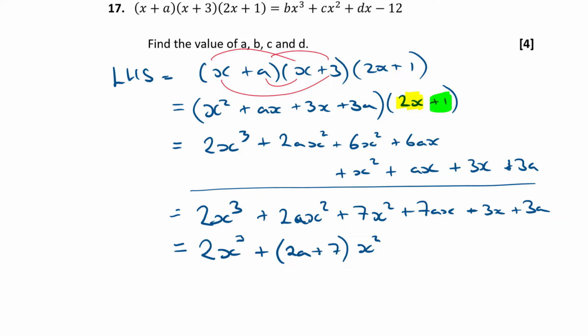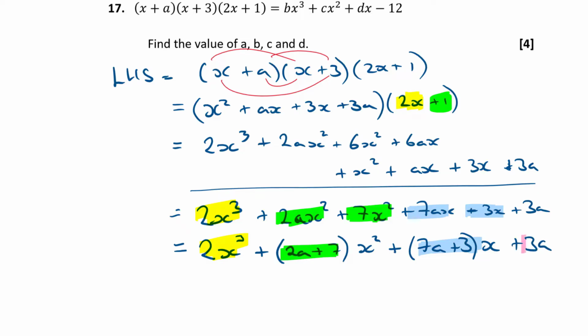Okay, so my 2x cubed is that one, my 2ax squared and my 7x squared went into there, look. And then my next one, I've got 7ax and 3x, so those two terms have both got to do with x. So again, I'm going to factorise it, so I'm going to write 7a plus 3 lots of x. So that term and that term are included in there. And then finally, I've got a 3a on the end, which is my constant, isn't it?